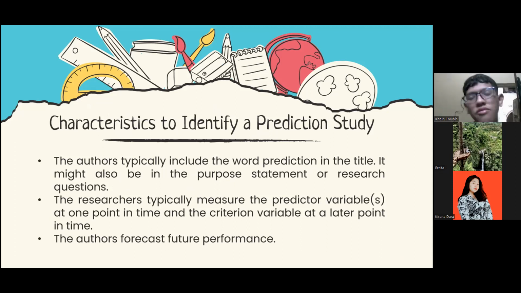How to identify it? In a prediction study, the authors typically include the word prediction in the title. It might also be in the purpose statement or research question. The researcher typically measures the predictor variables at one point in time and the criterion variable at a later point in time. The authors forecast future performance.